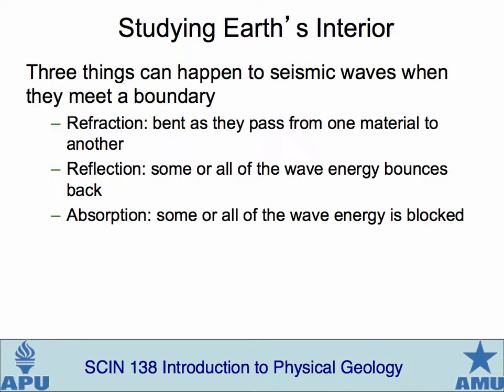So as seismic waves meet a discontinuity or a boundary, there's three things that can occur, as I alluded to in the previous slide. They can be refracted or bent, they can be reflected or bounced away, or they can be absorbed, and the waves will not pass through that material, but they'll just get absorbed by it.